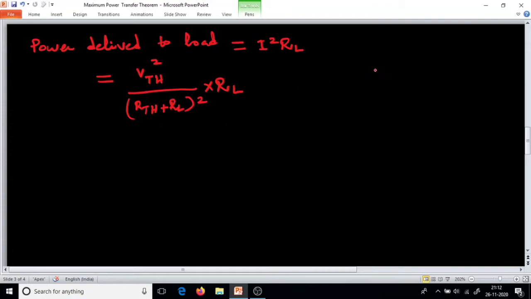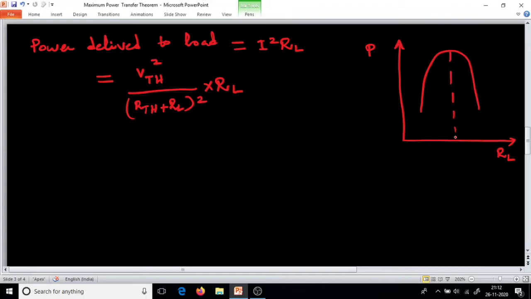Now if we plot load resistance versus power, we will get a plot like this. At this RL, power is transferred maximum. This is the P max point.